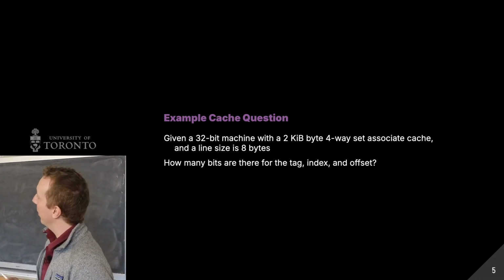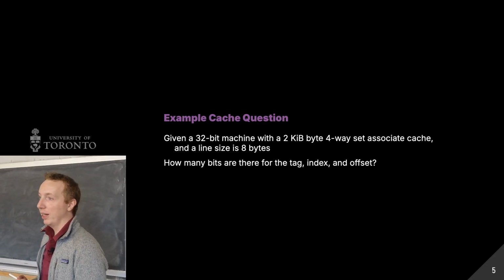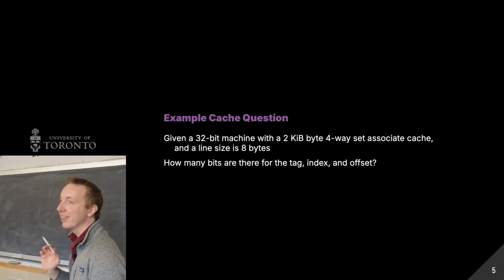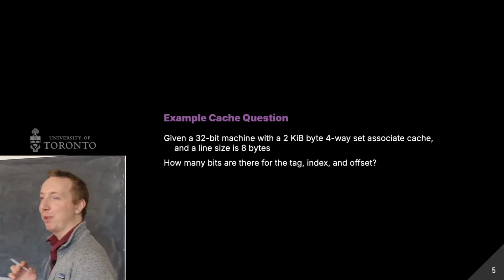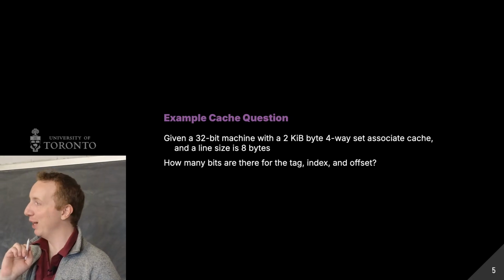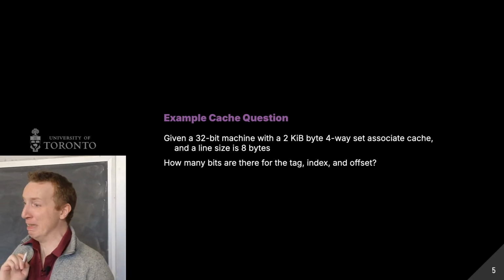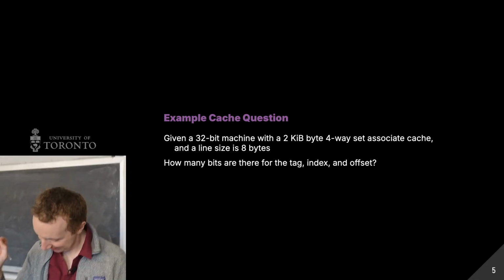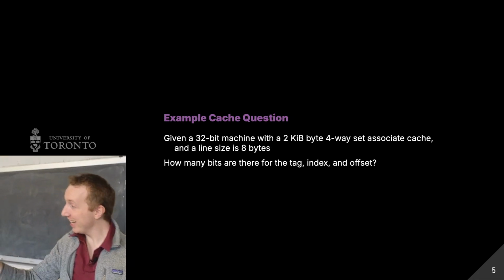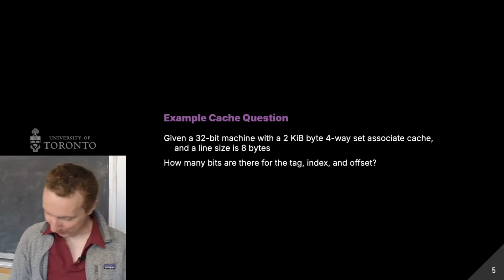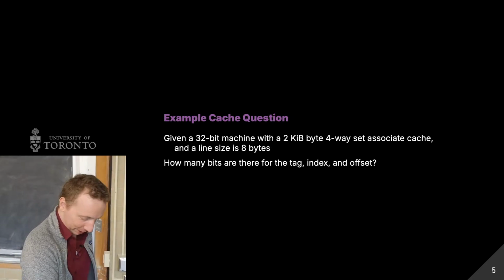All right, what about the number of bits I need for an index? 6? Nope. 2? Nope. Is it 5? Nope. 9? Yay. All right, why is it 9? Okay, so maybe we needed this review session more than I thought.